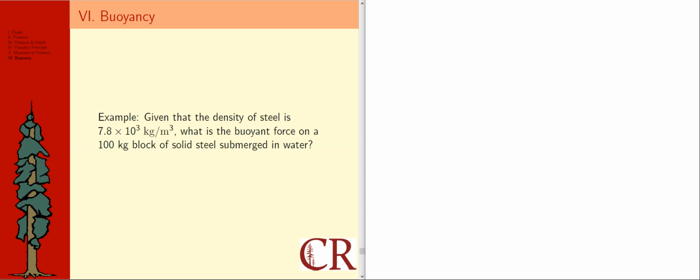Given that the density of steel is 7.8 times 10 to the 3 kilograms per meter cubed, what is the buoyant force on a 100 kilogram block of solid steel submerged in water? So we're talking about, if this is, say, the bottom of a pond or a lake or something, maybe the ocean. Somebody threw in a block of steel and it's sitting here on the bottom.